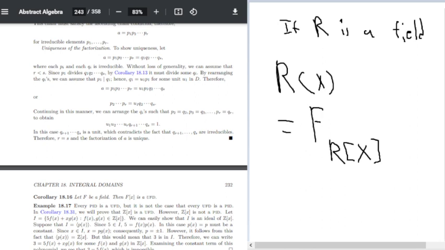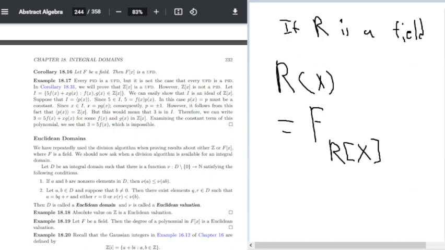And as a final very nice corollary, let F be a field, then F[x] is a UFD. Oh man, that's really satisfying. It's really satisfying. Okay. Example 18.17. Every PID is a UFD, but it is not the case that every UFD is a PID.